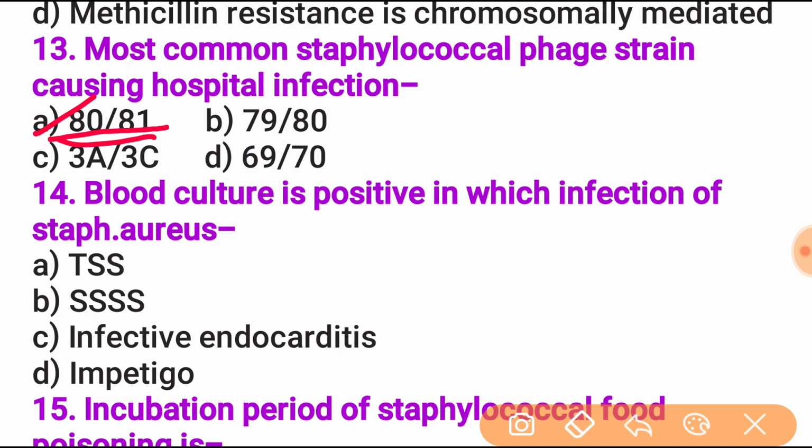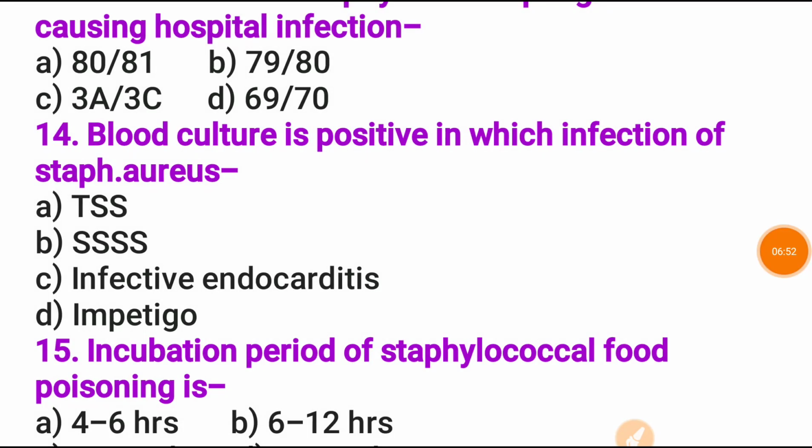Next: blood culture is positive in which infection of Staph aureus? The options are TSS, SSSS, infective endocarditis, impetigo. Here the question is asking about a positive blood culture. That means the organism is found in the blood, transmitted through circulation.